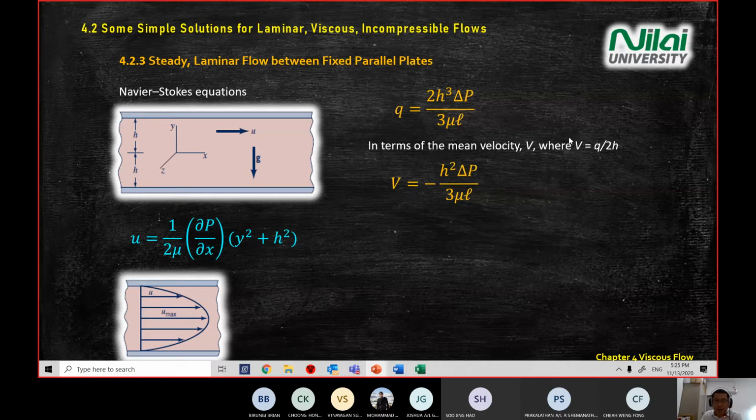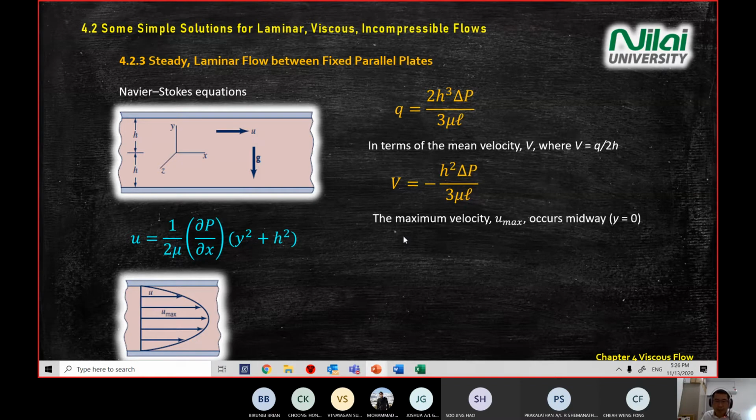So we take the average velocity. The average velocity in the plate, from experiment, we get the relationship v equals q divided by 2h. Because this is q, we want to put it in terms of v, so you substitute this equation, rearrange, you get v equals negative h squared del P divided by 3 mu L. So again, from q, substituting this relationship, we get v.